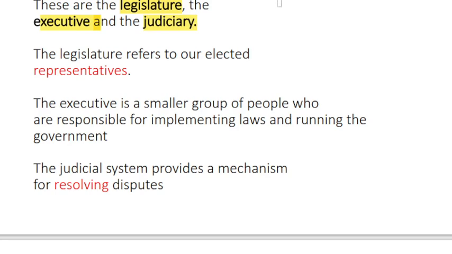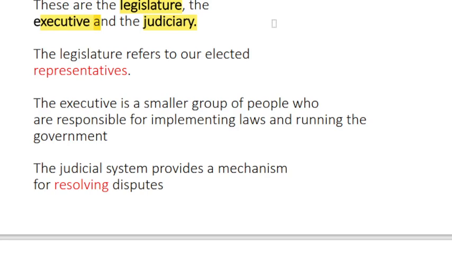Okay. Each level of government is again divided into three organs: legislature, executive, and judiciary. What is legislature? It refers to our elected representatives. In a parliamentary form of government, the rulers are elected by the people. Those rulers are called representatives. All the rulers who are elected by the people come under the legislative part.